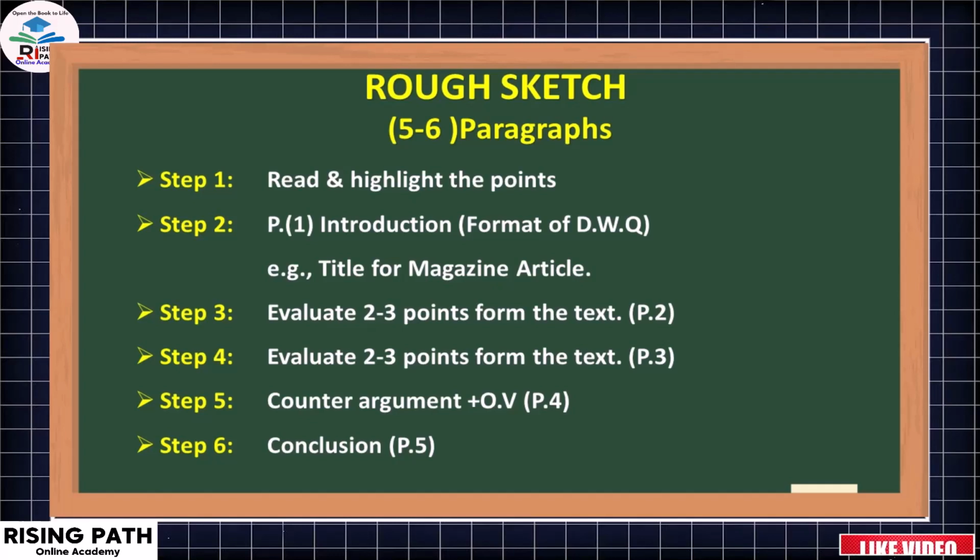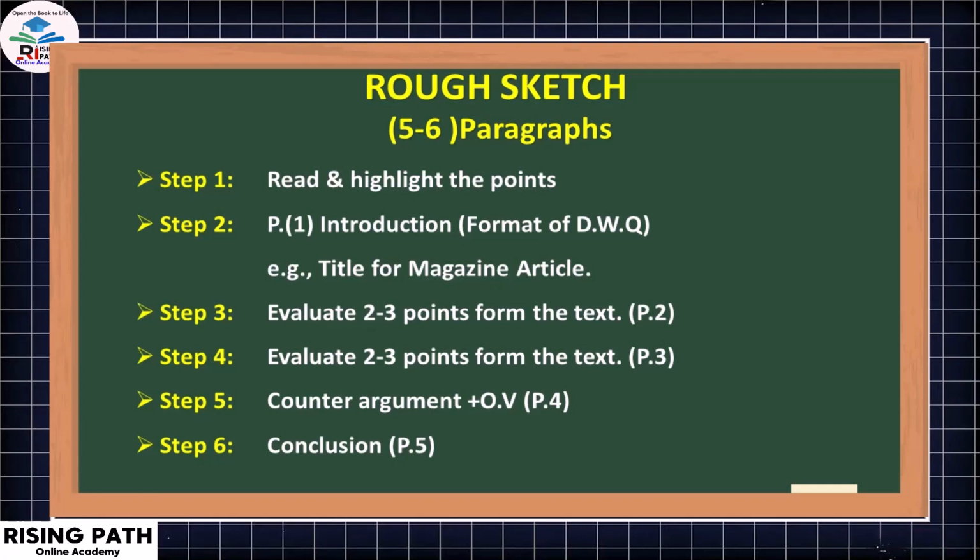highlighting the points. Step number 2 is then we are going to plan, and it is a magazine article. So we are going to follow the proper format of directed writing in a magazine article, and that is we are going to have a catchy title for the magazine article and the introductory paragraph. That is number 1. Then step 3 is again evaluating the 2 or 3 points from the text. That is paragraph 2. Paragraph 3 will be the more evaluation of the points from text B, of course.